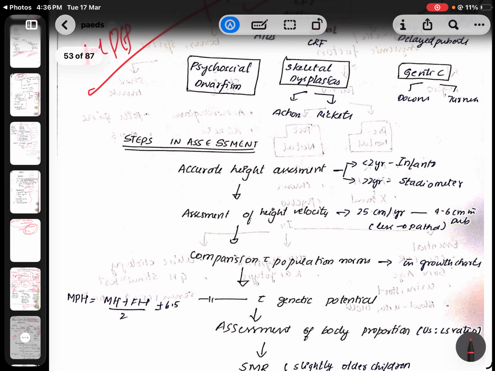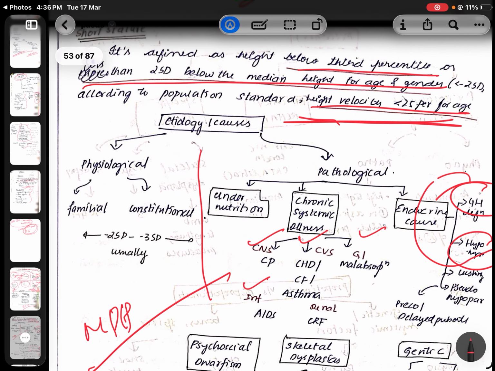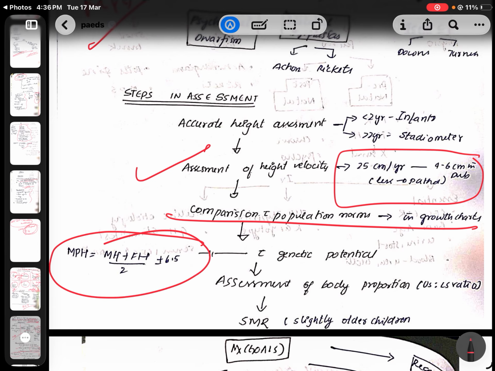And how do you assess? Obviously you know about infantometer and stadiometer. You can assess with that. Then again, one definition itself is based on height velocity, less than 25th percentile per age, so you will measure that. Again you use a growth chart. Then you calculate the mid-parental height. Then you measure the US-LS ratio, because based on that you have proportionate and disproportionate, and half of your things will go under your differential.